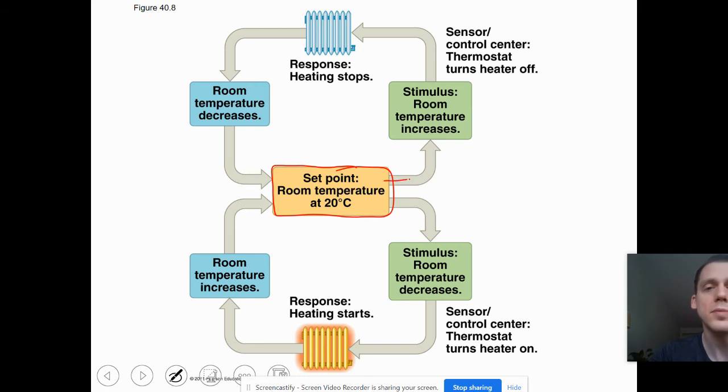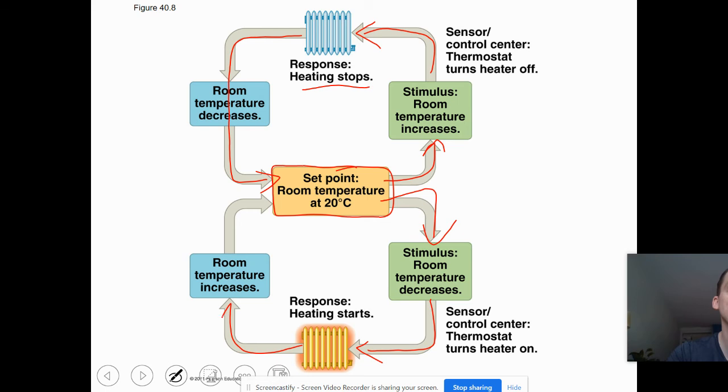So if the room temperature starts to increase, it gets too hot, then the thermostat is going to tell our heater, hey, it's time to turn off, right? The heater turns off, so over time, the room temperature decreases until it gets to that set point again. Now, if the temperature goes below the set point, then the room temperature is going to decrease too far below 20 degrees Celsius, and that's going to cause our heater to come on and to heat up the room. The room is going to get warmer, so the room temperature is going to increase until it reaches that set point at which it may stop.